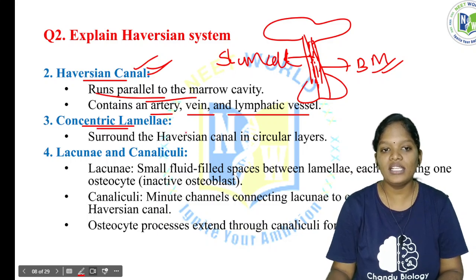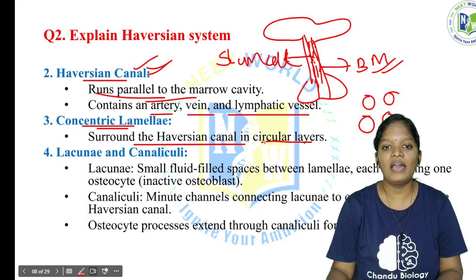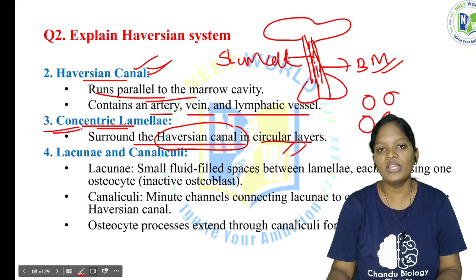Concentric lamellae means it surrounds the Haversian canal in circular layers like this. This is what a concentric layer is. In the circular layer, this Haversian canal is surrounded by a lamellae which is called a concentric lamellae, which is circular in nature.